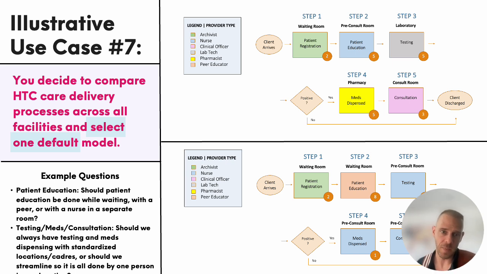So in summary, process maps provide a visual model for how care can be delivered, and we can inspect these process maps to decide whether we like what we see, or if we see problems that need to be fixed or opportunities for greater efficiency.